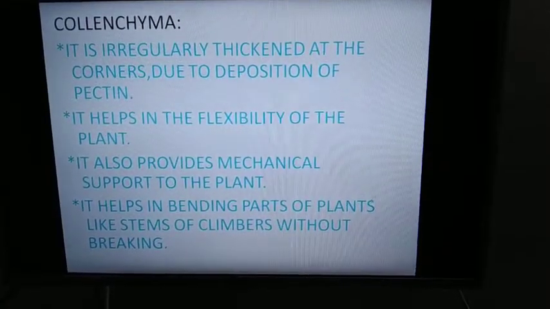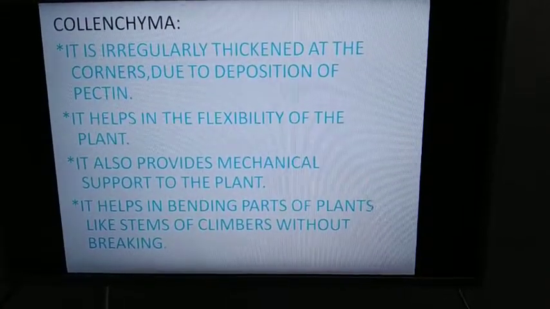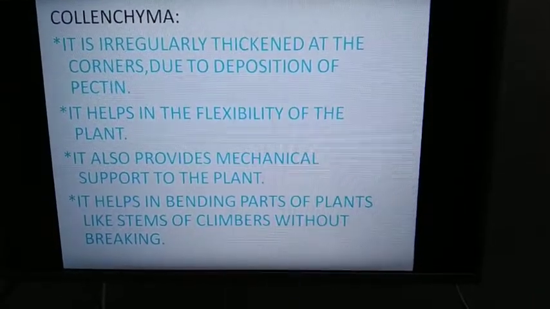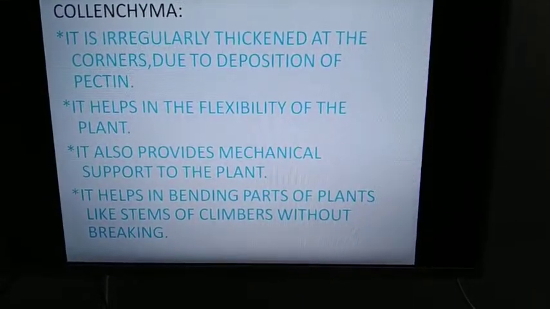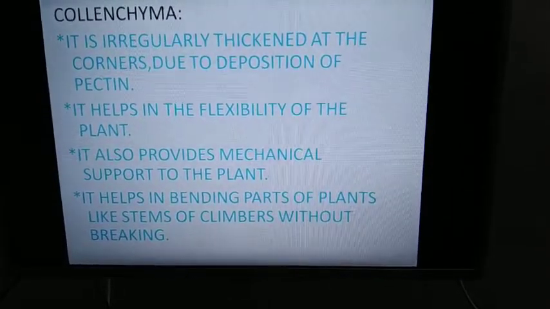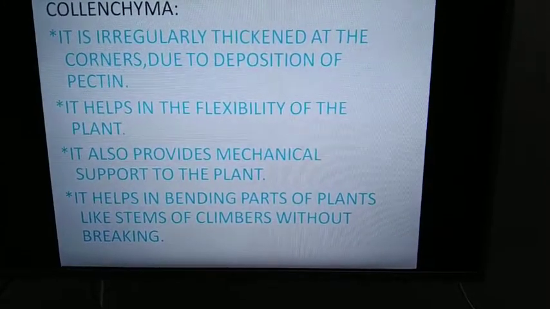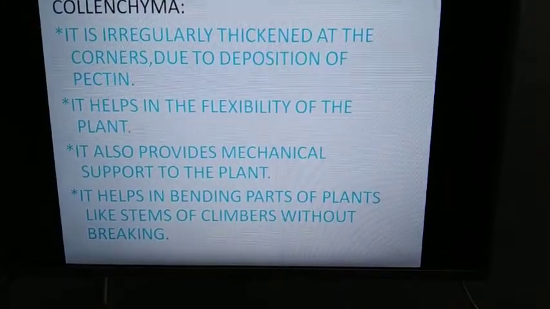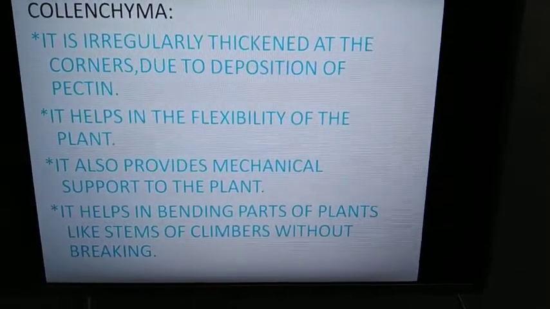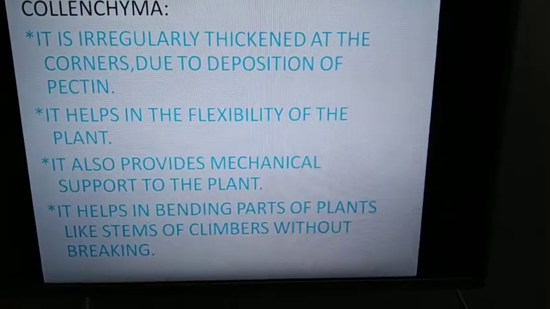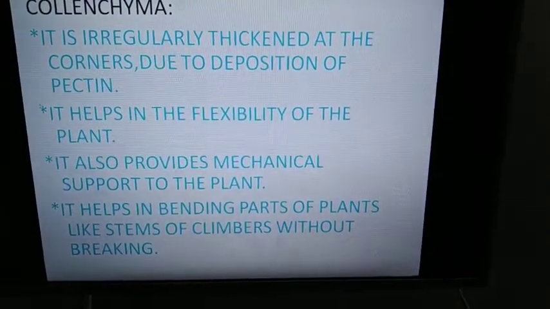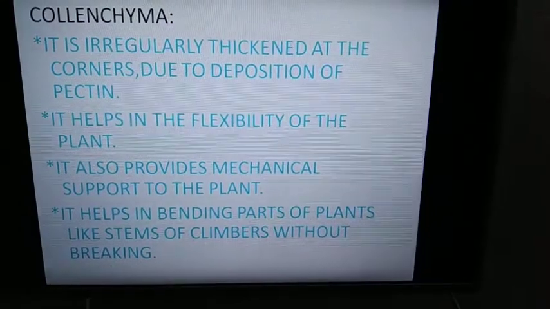Next, we shall see about collenchyma. In collenchyma, there is not much intercellular space, but it is irregularly thickened at the corners. What we can say is that the edges are thickened because it has a deposition of pectin. The main function is flexibility of plants, that is providing flexibility in the stem, and it also provides mechanical support to plants.